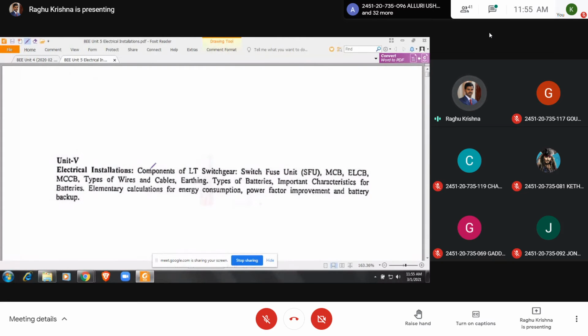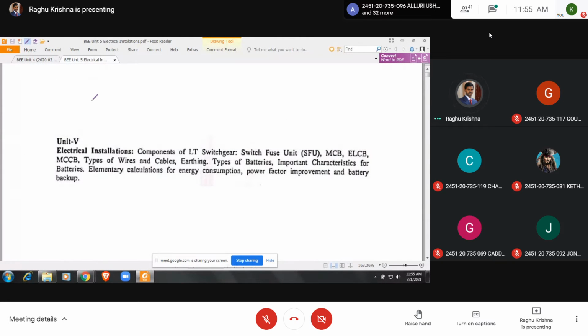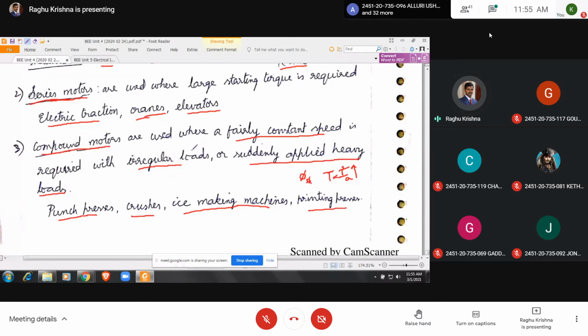Before starting the fifth unit, if you have any doubts in the fourth unit regarding motors or generators, I will explain now.